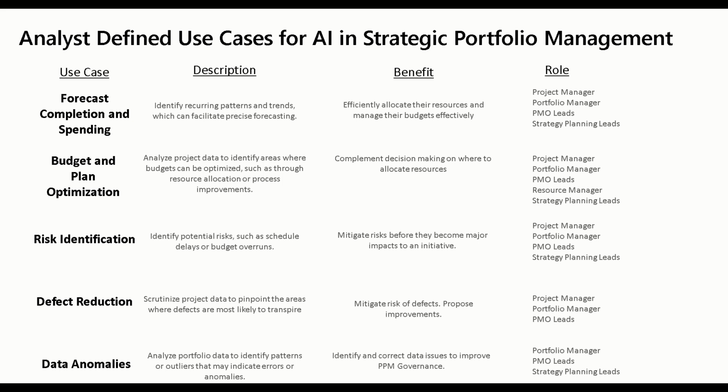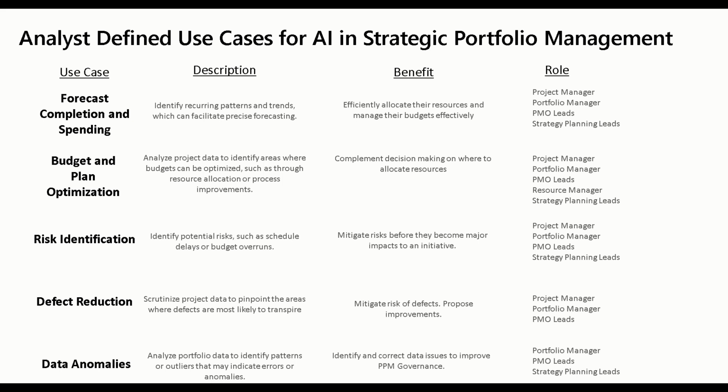Risk management in any modality is important. So it's quite impressive in terms of risk identification for a project schedule or even a portfolio. And here we're trying to mitigate risks before they impact our initiatives. Defect reduction, when I first read this, I thought, okay, this has to deal specifically with code, but here we're looking at project data and seeing where defects are likely to transpire. What are the risks of defects, and can we propose improvements?